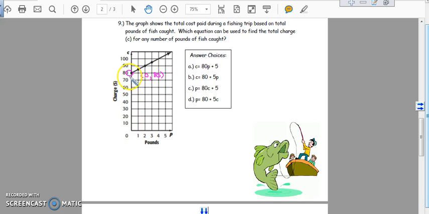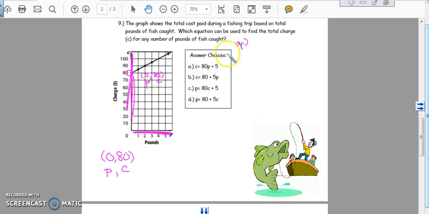I have to go over 0, up 80. The 0 was on the P axis, and the 80 was on the C axis. So I have 0, 80. The 0 was on the P axis. The 80 is on the C. Okay, so now I'm going to substitute into each of these answer choices and see which one works out.